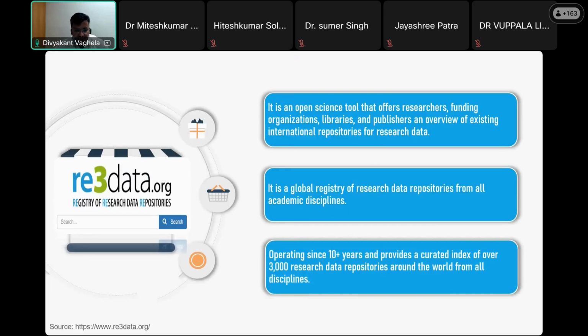It is basically a tool that offers researchers, funding organizations, libraries and publishers an overview of existing international repositories of research data, wherein you can find the research data repository. There are 3,000 plus research data repositories available.